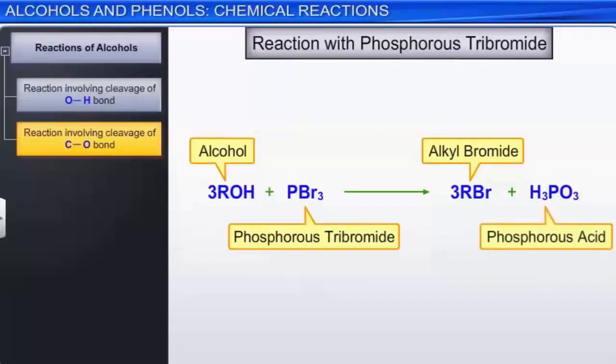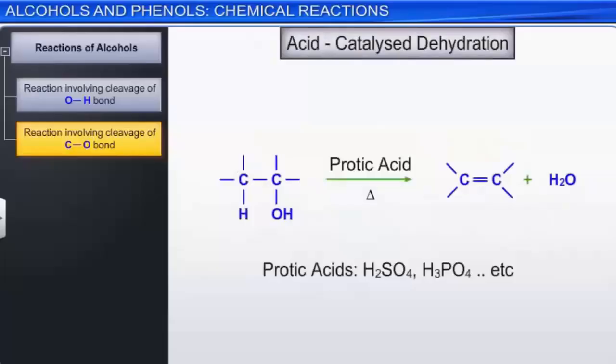Another important reaction of alcohols is acid-catalyzed dehydration. You can think of these reactions as the removal of H2O from the alcohol. The alcohol must be treated with a protic acid, which acts as a catalyst for the formation of an alkene.